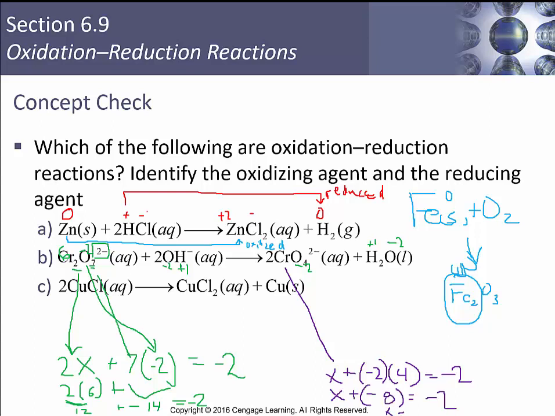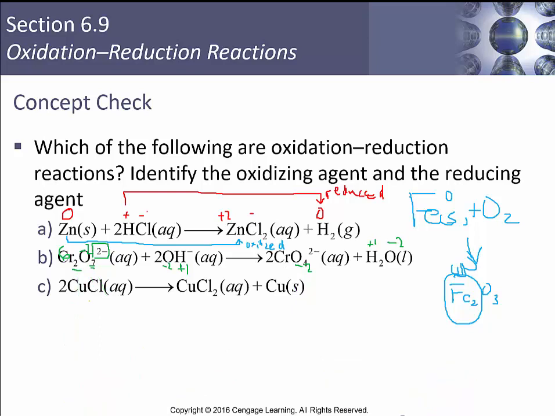Looking at our copper chloride, example number 3. Chlorines are always going to be -1, which means that this copper has to be a +1. Over here, because each chlorine is -1, but we've got 2 of them, this copper is going to be 2+, and this copper over here is going to be 0 because it's in an elemental state.